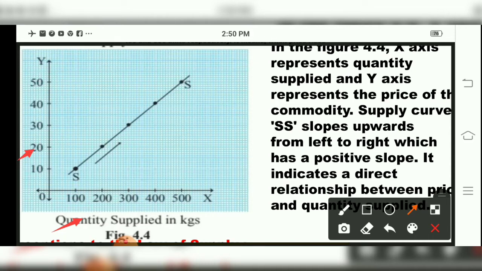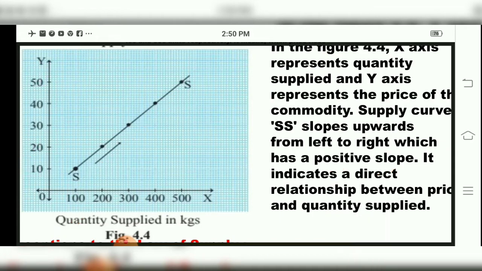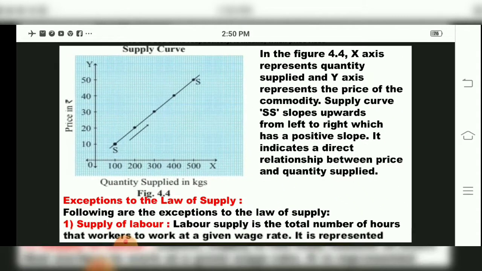So supply curve over here is SS, which is showing in upward direction. SS is showing in upward direction, that is from left to right. So when it is showing in upward direction, children, see over here, it has a positive slope, which shows us that supply is directly related with price and quantity supplied. So supply over here is directly related with what? Price and quantity supplied, supply curve.